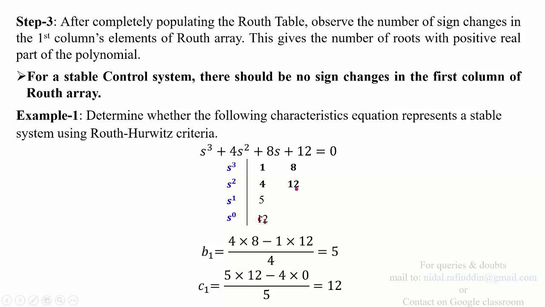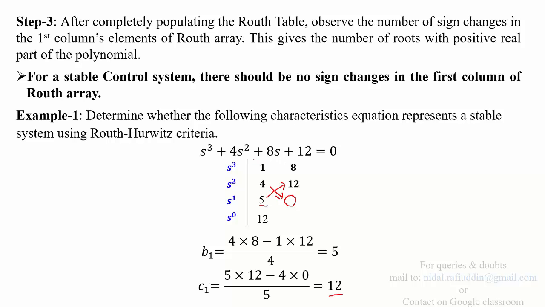So you have 5 into 12 minus 4 into, since you don't have any element located at this particular location, so since no element is placed here, you will assume this as 0. So you will be multiplying 5 by 12 minus 4 into 0 and dividing this by 5. Thus you get c1 as 12, and you will replace c1 by the value 12. So this is the final required Routh table.